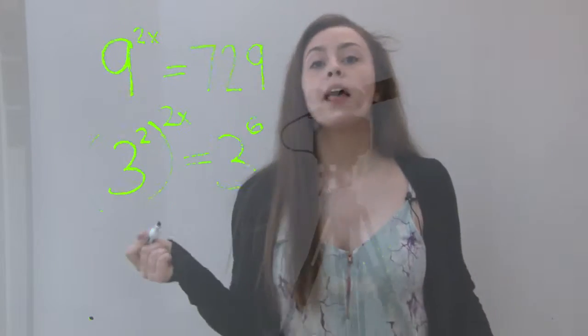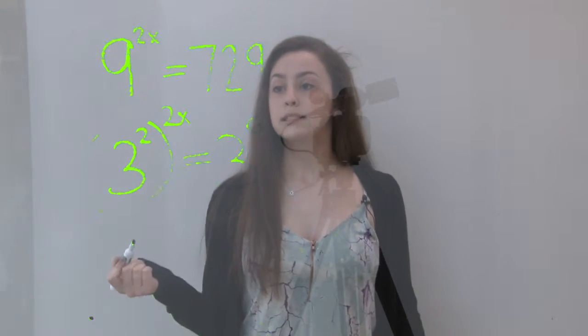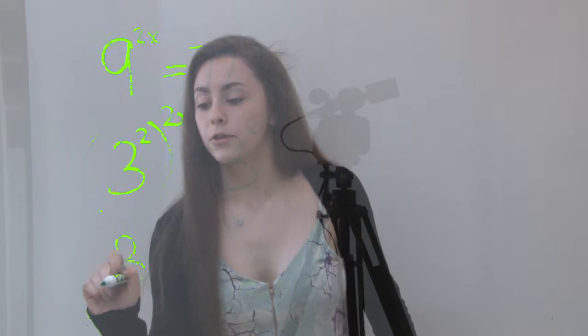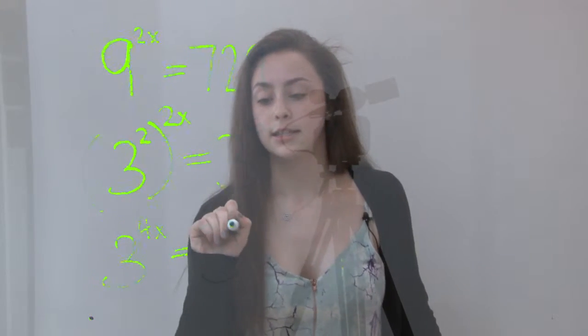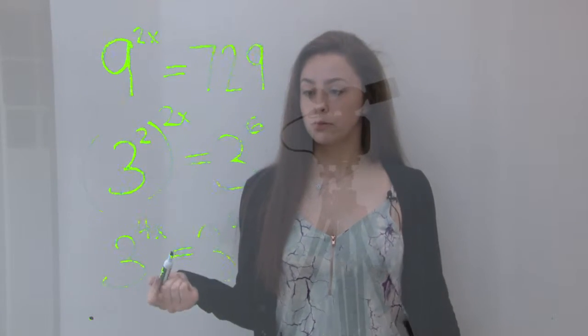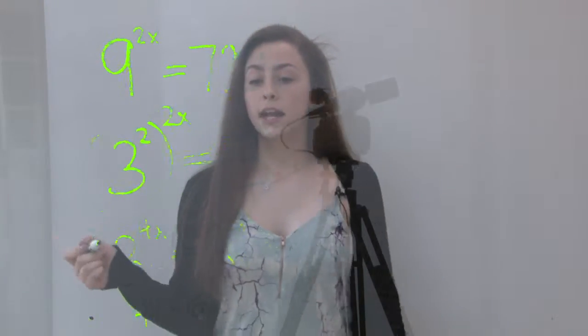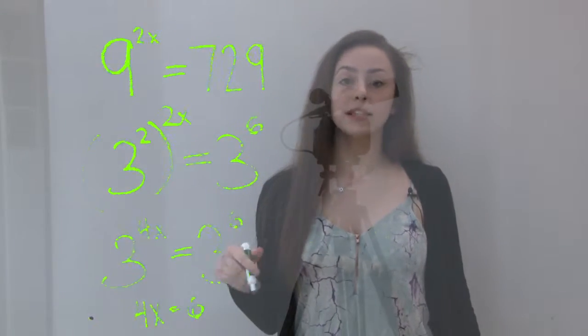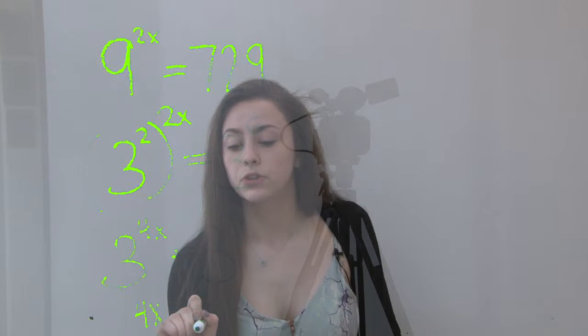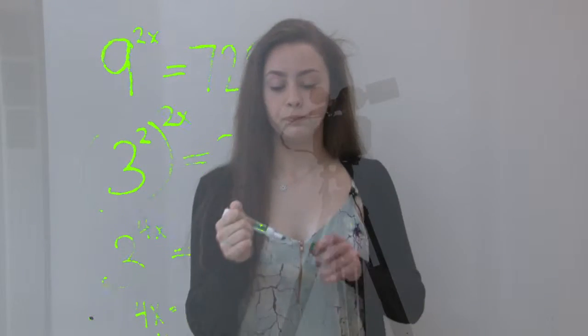3 to the 6th. Then we have to use properties of exponents to simplify this equation. So using properties, we would get 3 to the 4x equals 3 to the 6th. Now that we have a simplified common base, we can set the exponents equal to each other to get 4x equals 6. Next, you want to divide both sides by 4 and then simplify the fraction. So the solution to this problem would be x equals 3 over 2.